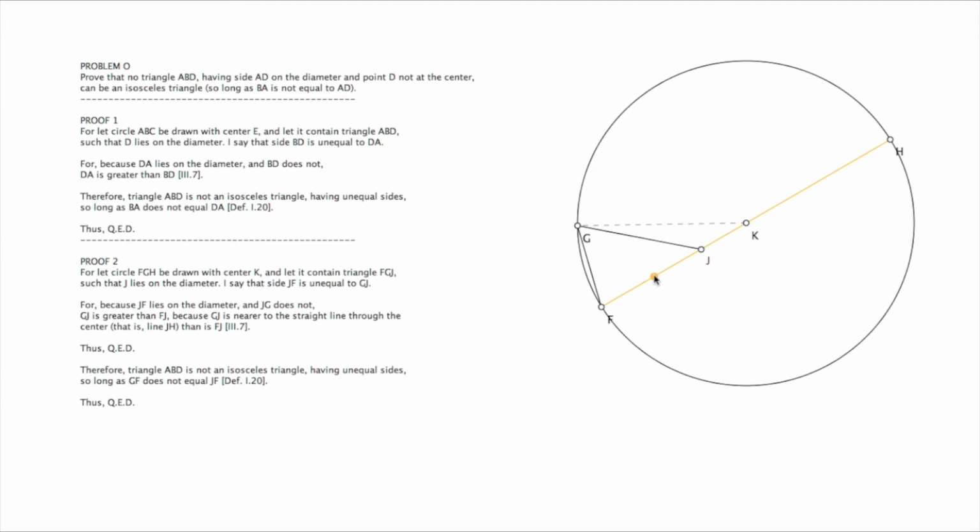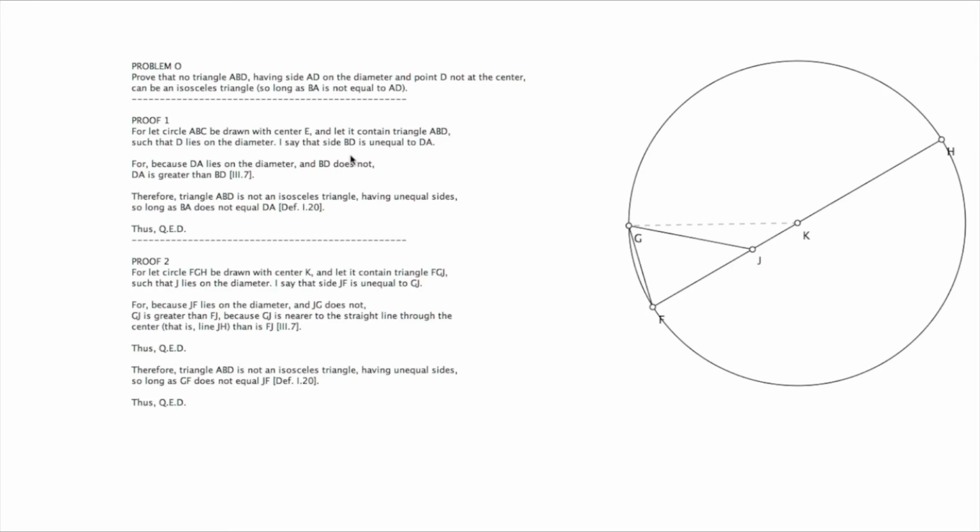And we know this, again, from proposition 3-7. And that's all that we really have to say. Proposition 3-7 proves this case as well. And so then, triangle ABD is not an isosceles triangle having unequal sides, right? And again, we have to state so long as GF does not equal JF, and so this is pretty much the same as we saw before. But that's really all that it takes to prove problem O.